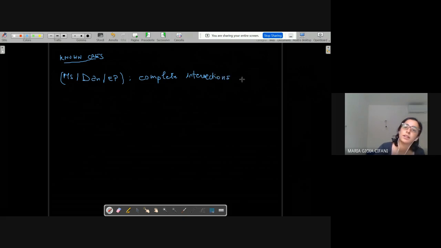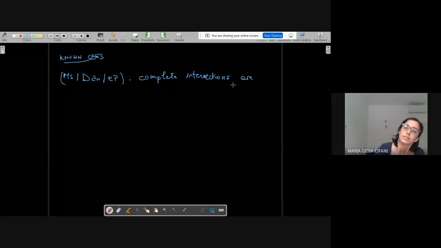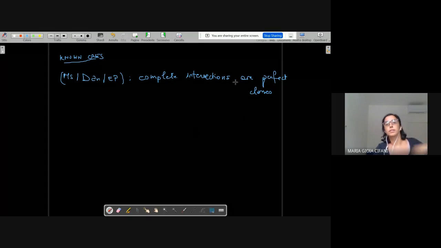Complete intersections are subvarieties, are perfect classes. Maybe, sorry. Doesn't matter. They are perfect. I will spoil it: we did something more. We generalized this in the case of curves, so we always work with n equal to 1, so it is more general for every n.